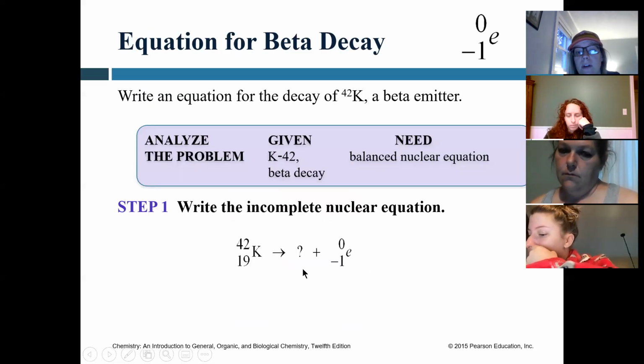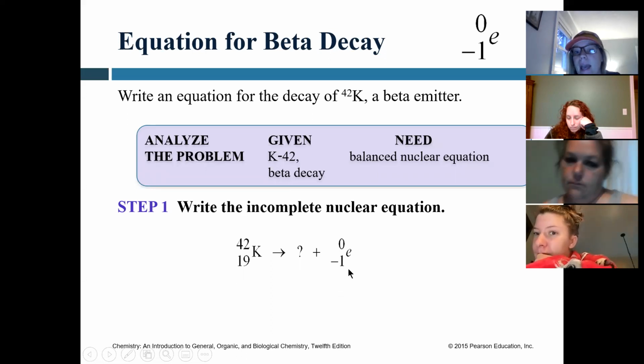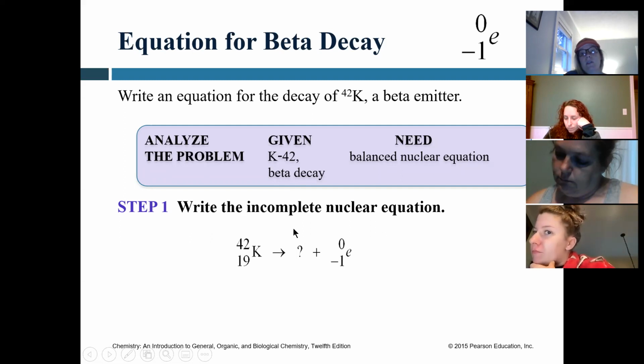So go ahead and do it for potassium 42. Let's say this thing is undergoing beta decay. There is our beta particle. I want you to tell me what the mystery nucleus is.